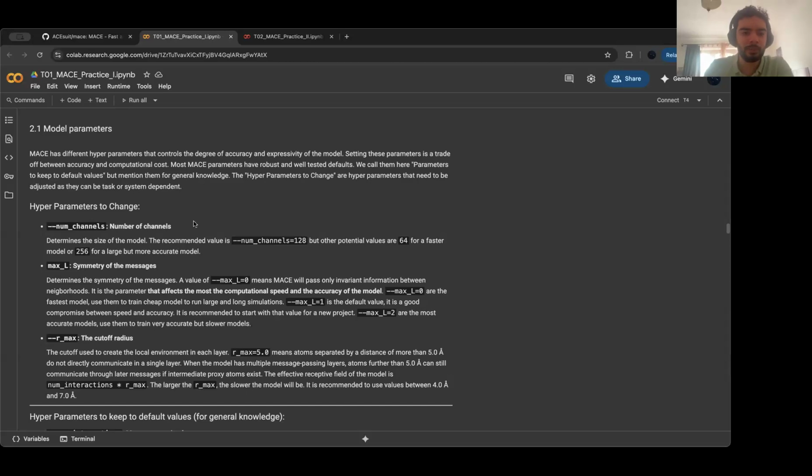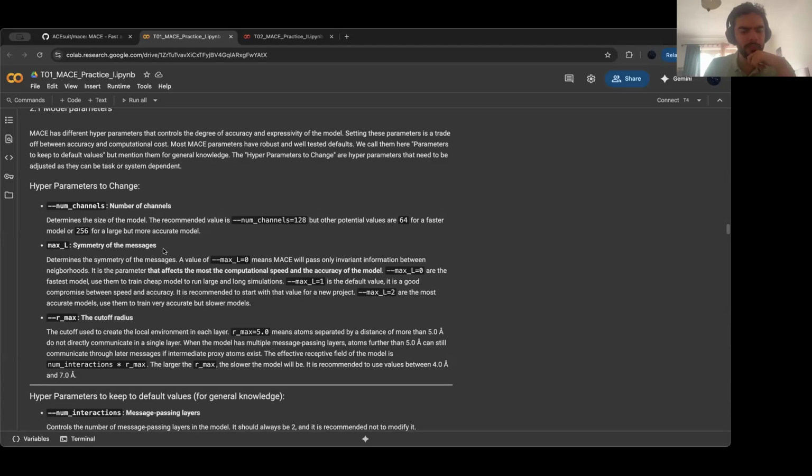The number of channels. So this is basically selecting the width of the model, and the standard is 128. I recommend not to change that, except if you want a faster model, then you can go to 64.